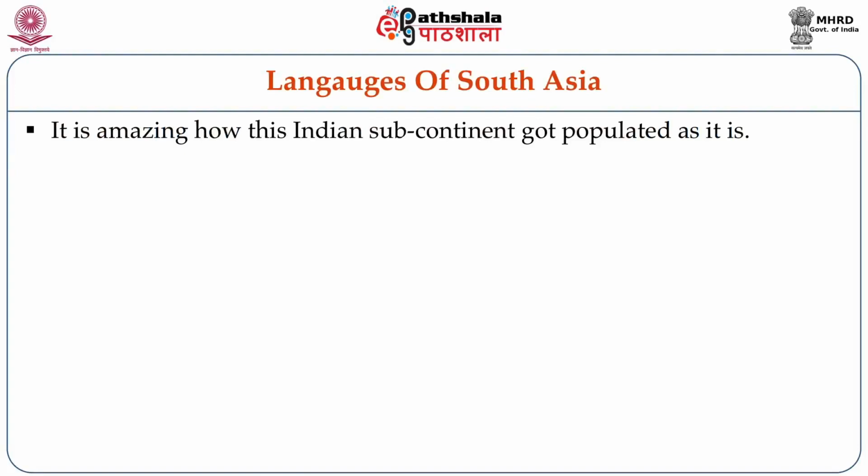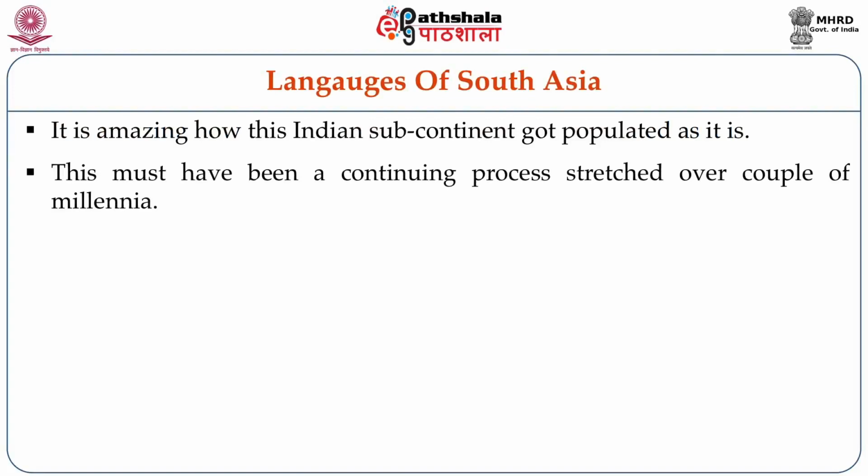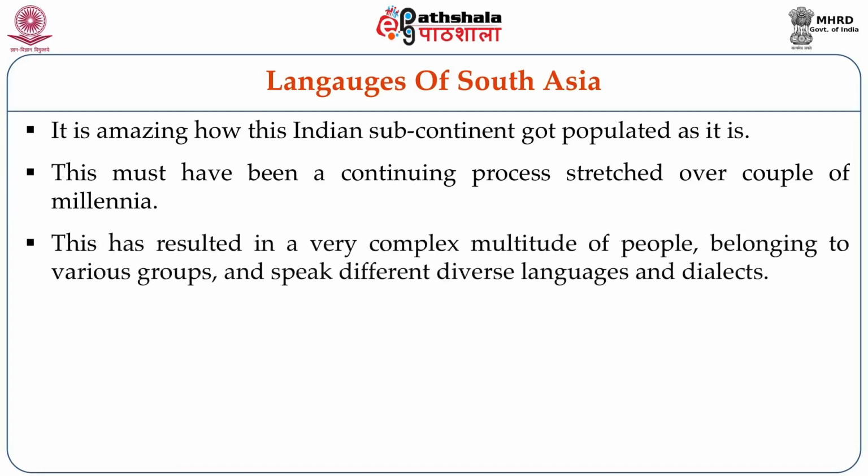How this Indian subcontinent got populated as it is must have been a continuous process stretched over a couple of millennia or much more. This has resulted in a very complex multitude of people belonging to various groups and speaking different divergent languages as well. The number is more than 400 according to one list, or even according to others is much more.